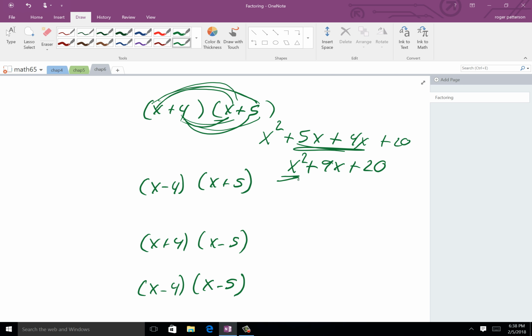Okay. Where did the 9 come from? What did we do to get the 9? Added 5 and 4, right? Okay. So we took these two numbers, added them to get us the 9. Where did the 20 come from? Multiplying that same 5 and 4.